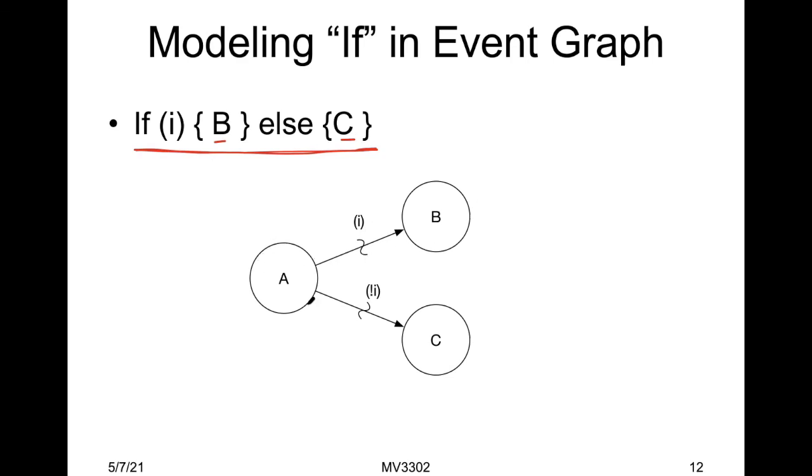So here's an event A, which is where the if statement would be taking place. And remember, there's a Boolean condition on the scheduling edges. So I is the Boolean condition, and if that's true, then this would execute event B. And if not I, then it executes C. So this event graph snippet has exactly the same logic as this programming snippet. So this is how we model an if.